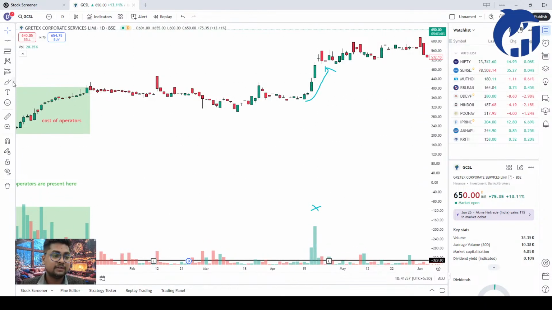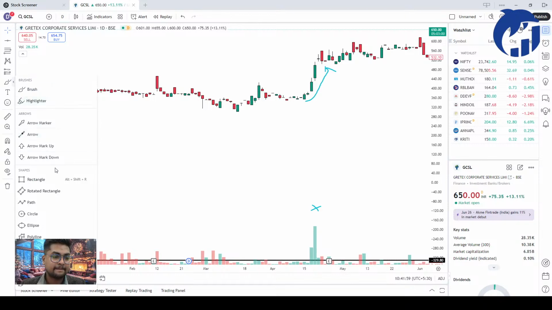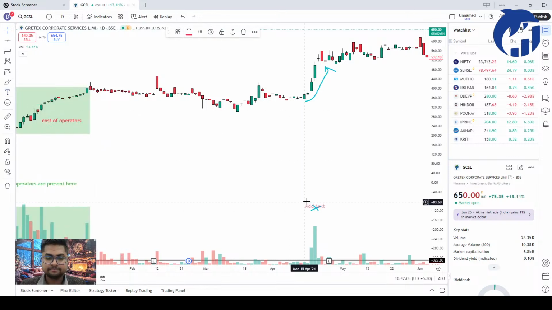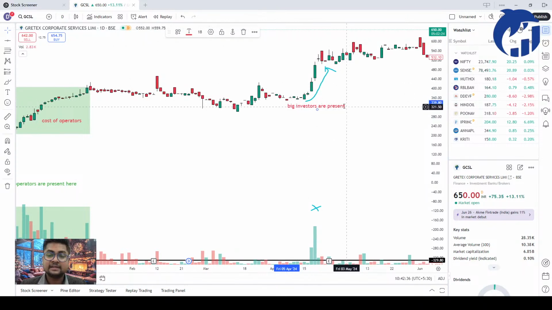So just write that down about the presence of big investors here. Big investors are present at this position where they are pushing the market. Here the big investors are present, and from this level to this level, big investors are present. And here the volume is also not bulky, so we cannot confirm the presence of main funds. So here big investors are present who are pushing the markets.